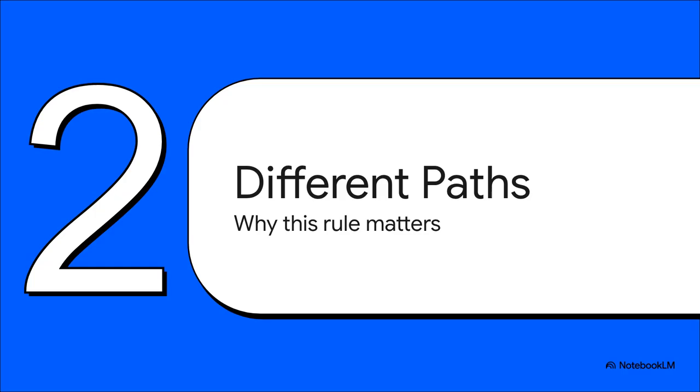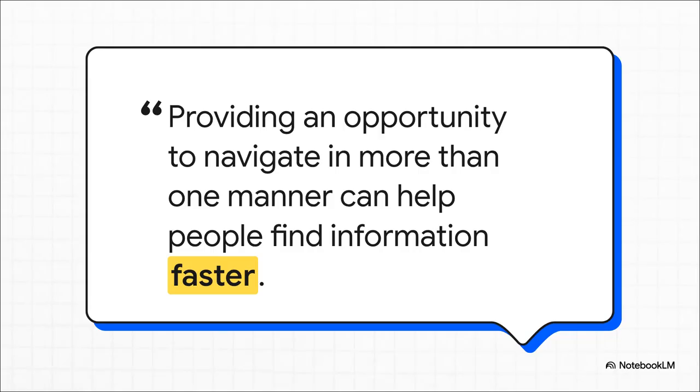So let's get into why this rule is so important. At its core, it really just boils down to speed. I mean, think about it. When you can use the method that just clicks with your own brain, you're not fighting the website anymore. You just find what you need and you find it faster. Let's look at a couple of real-world examples.